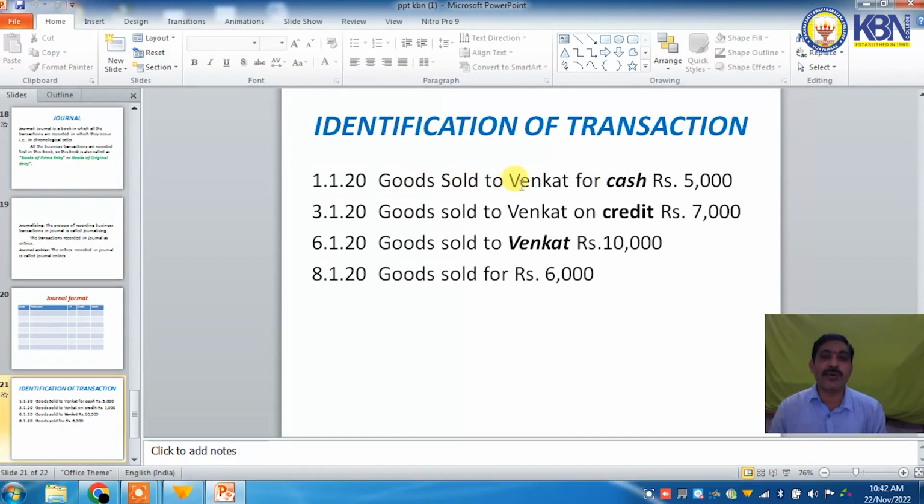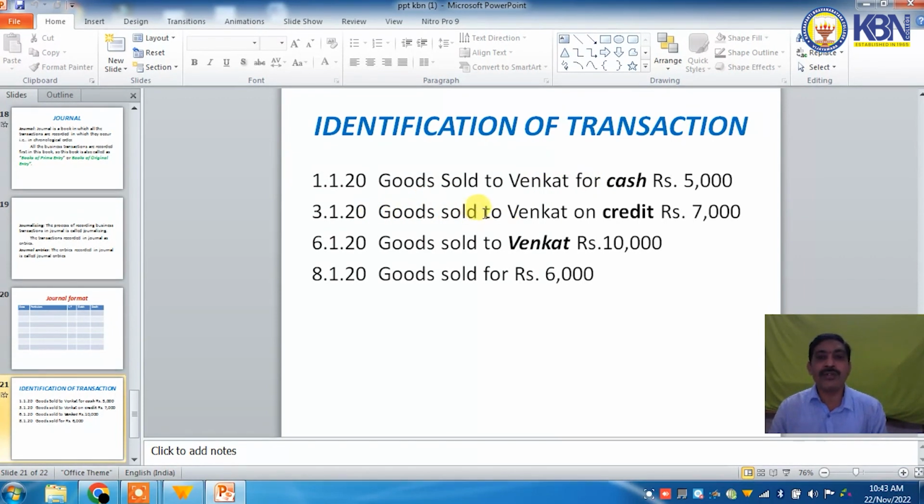When goods are sold to Venkat for cash, goods are an outgoing benefit. So what goes out, credit. As per the real account rule, goods are credited. And when goods are sold for cash, cash is a receiving benefit. What comes in, debit. So cash account debit, goods account credit. Cash account debtor to goods account. But where goods appear, purchase or sale is to be written. It is a sale transaction, that is goods sold. So cash account debtor to sales account.